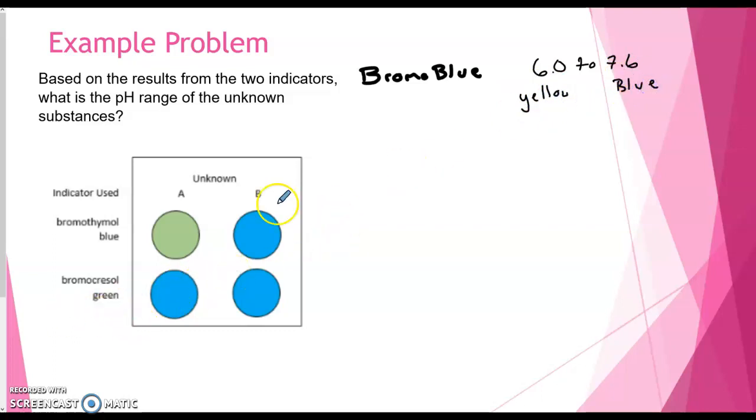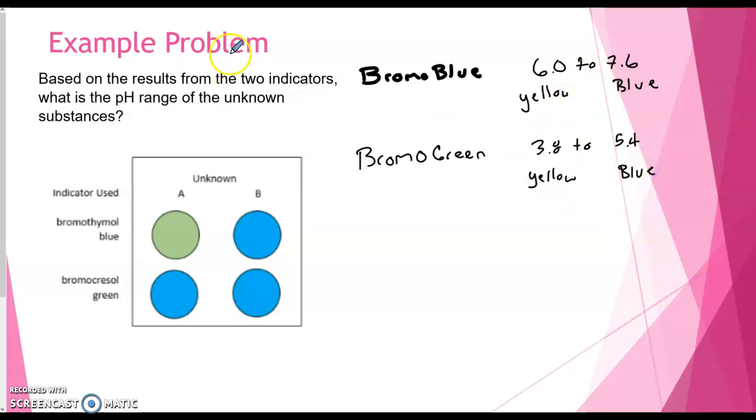And then we have another indicator here, which is bromocresol green, which has a range on our periodic table of 3.8 to 5.4. And that has a range of colors of yellow to blue again.